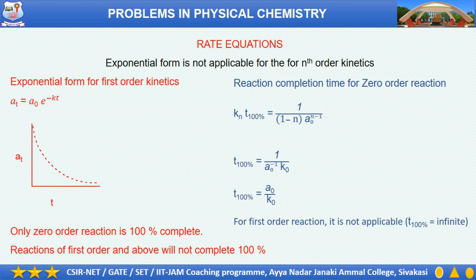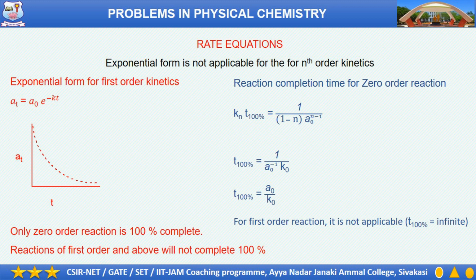It is applicable for first order kinetics, where the concentration left at time t is A_t = A_0 e^(-Kt). Here also, if you plot this, e power is negative, therefore the value goes on decreasing as K is a constant and t is increasing. Therefore, if you plot A_t, the amount left after time t, you will get an exponential decrease. The value would not be reaching 100%.